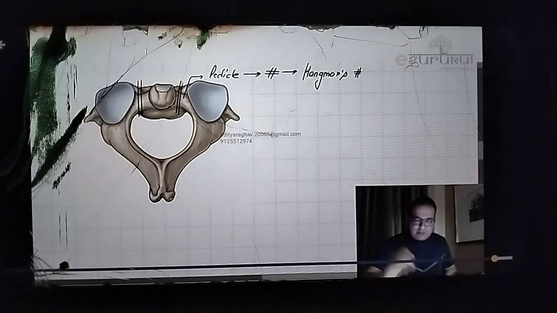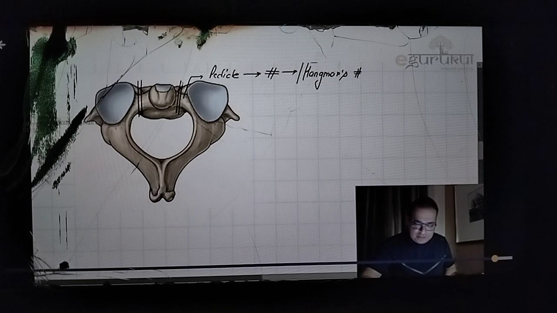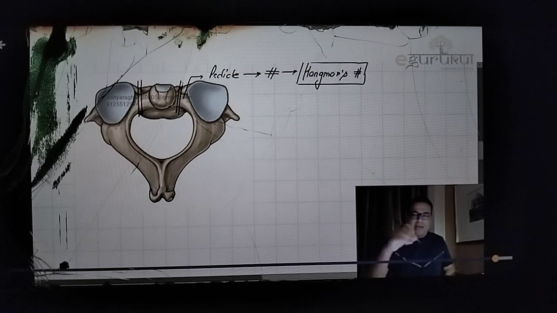This is a sign for fracture. If you don't know, this hash is a sign for the fracture. This is a sign for dislocation. We use this sign for dislocation, and we use hash for the fracture.